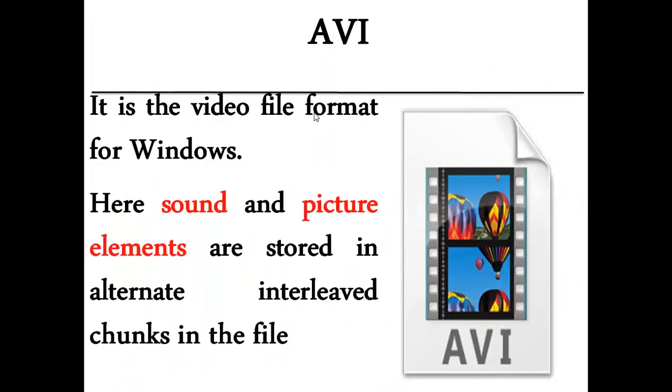What is the specialty of AVI? Here, sound and picture elements are interleaved in chunks in a file. That is, if you take an AVI format file, that file comprises both sound and picture elements together.